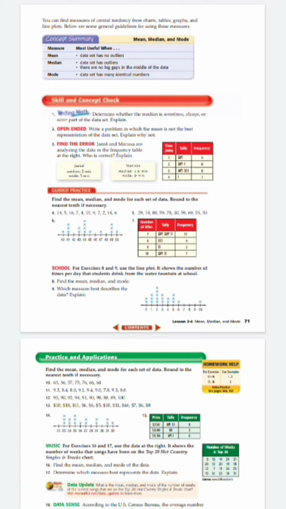Jared: median 2, mean, mode 3, mean. Marissa: median 2.5, mean, mode 9, mean. Find the mean, median, and mode for each set of data. Round to the nearest tenth if necessary.